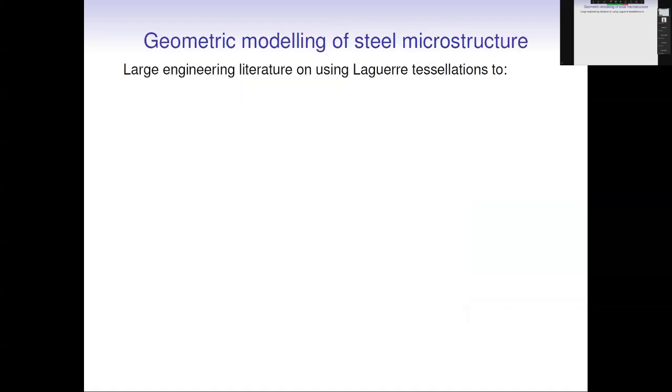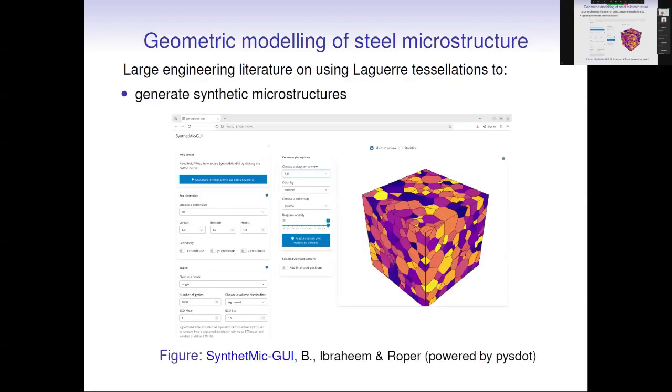There's actually a huge engineering literature on using Laguerre tessellations to model the microstructure of steel, and they use it for a couple of things. One, which I'm not really going to talk about today, is generating synthetic microstructures, statistically representative artificial microstructures that they can use for, say, computational mechanics, for computational homogenization. We've just released a library and a graphical user interface for doing this, with an impact engineer at Heriot-Watt and a collaborator in Glasgow. But there's a massive literature where people do this to model the microstructure of steel.